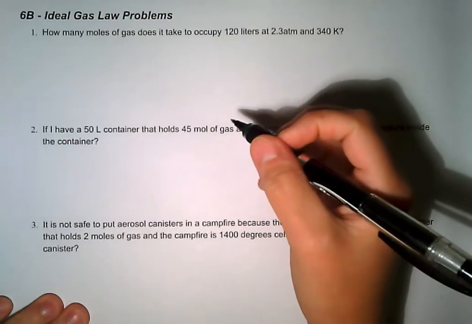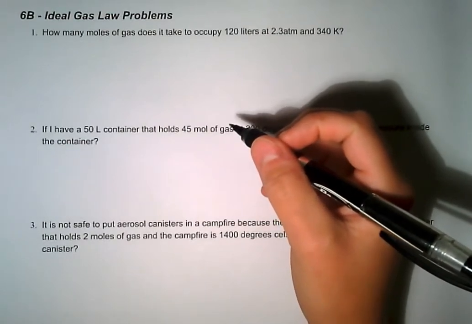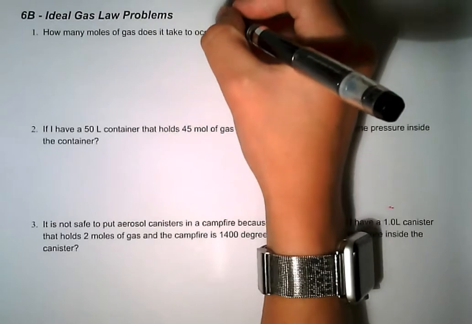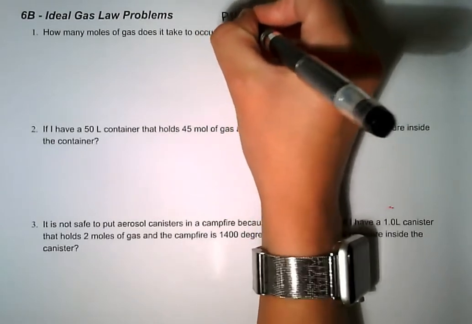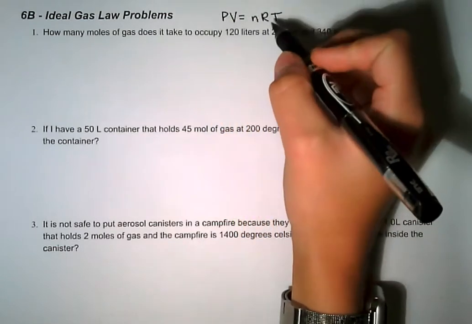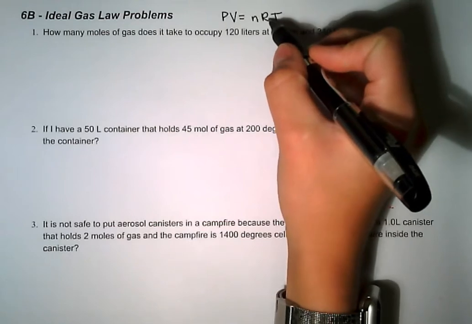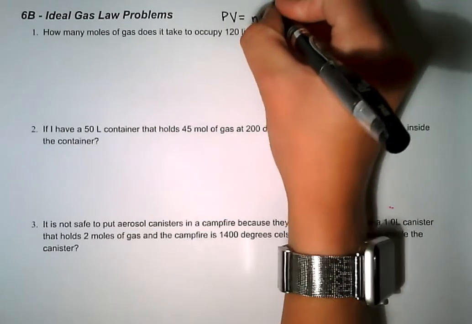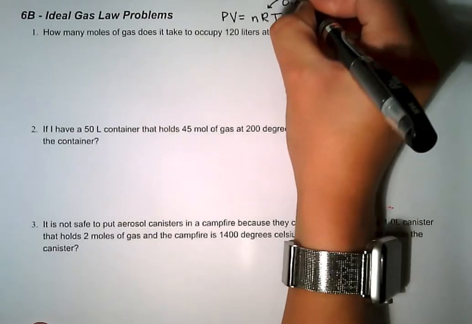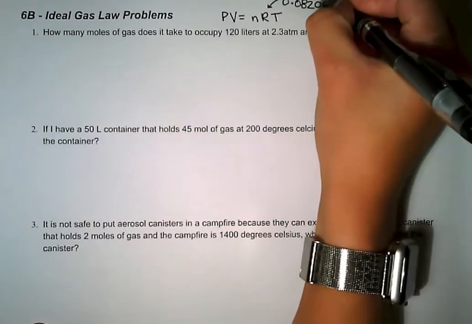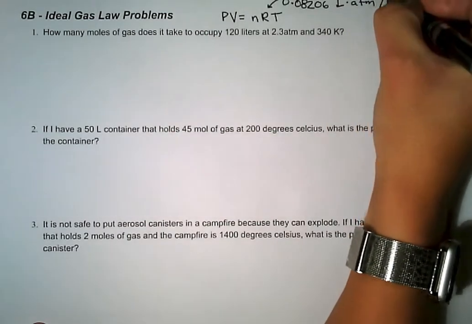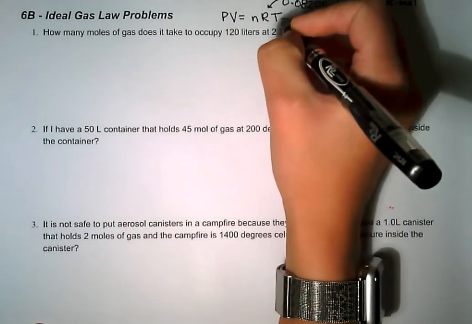In this video, we are looking at activity 6B, which is ideal gas law problems. The ideal gas law is on your formula sheet. It's PV equals nRT. P standing for pressure, V being volume, N being the number of moles, R being the ideal gas constant, which is also on your formula sheet. But I'll go ahead and write it here for you. 0.08206 liters times ATMs over Kelvin times mole, and then T being temperature.